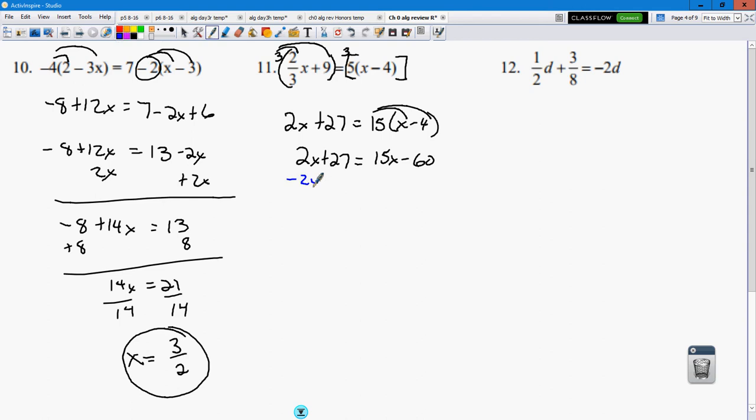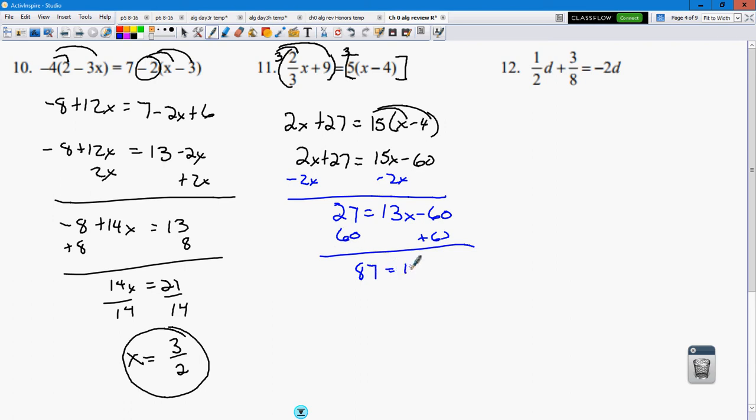Subtracting 2x from both sides, 27 is equal to 13x minus 60. Adding 60 to both sides, 87 is equal to 13x. And if I take 87 and divide it by 13, it won't go into it. So 87 over 13 would simply be my answer.